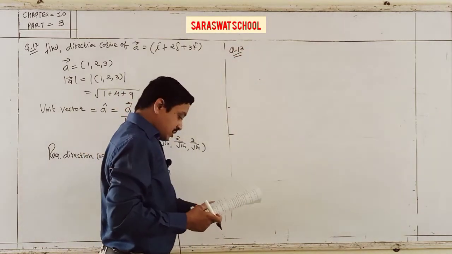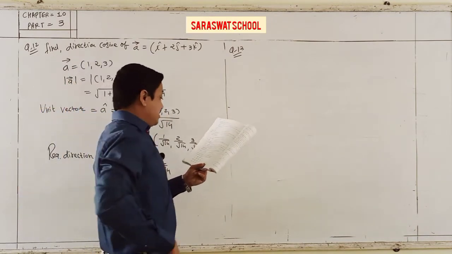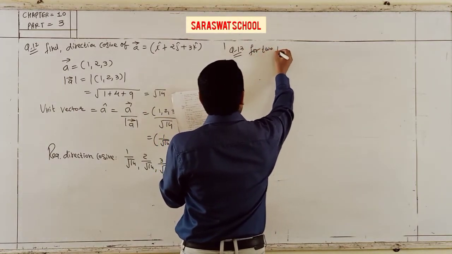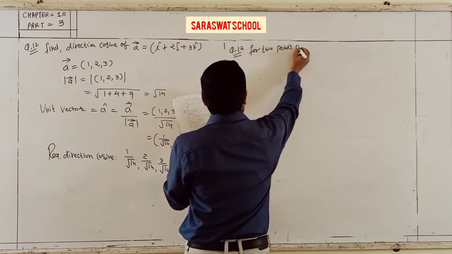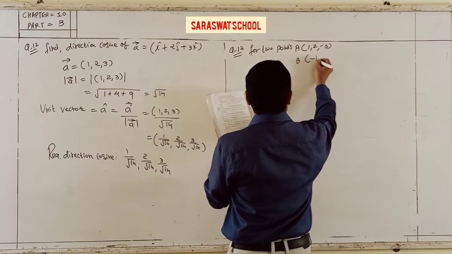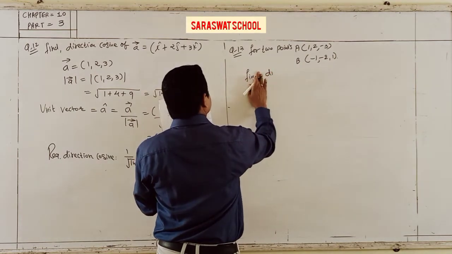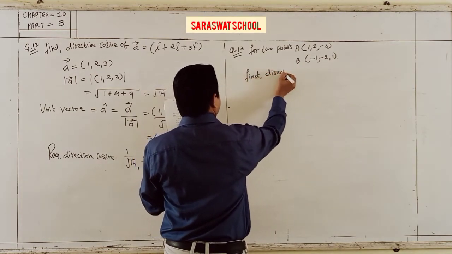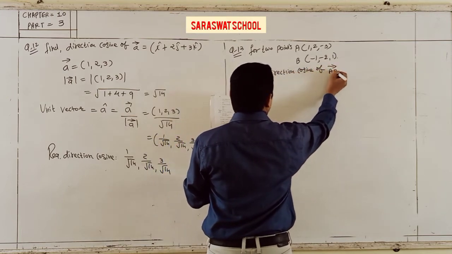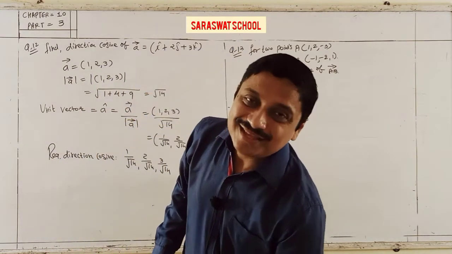The question is: A and B are given, and it asks for the direction cosine towards AB. Yes, for 2 points A given 1, 2, minus 3 and B minus 1, minus 2, 1. Find the direction cosine of A to B wards. Yes, direction cosine towards A to B. Here very easily we define that.